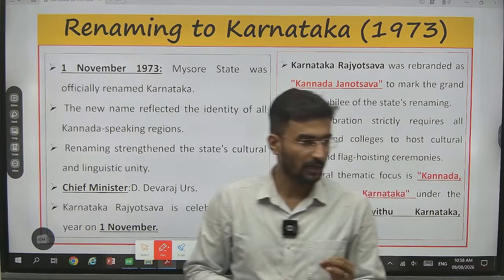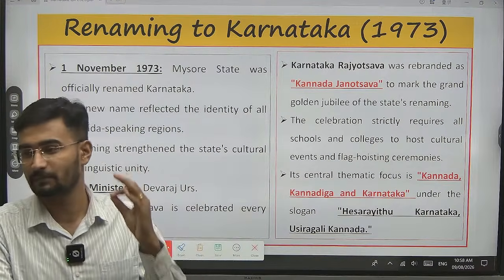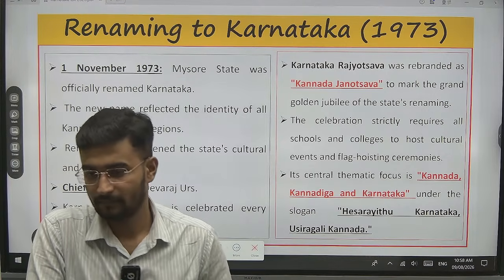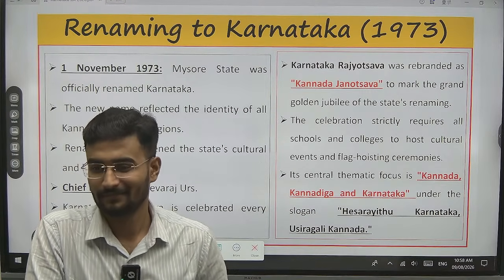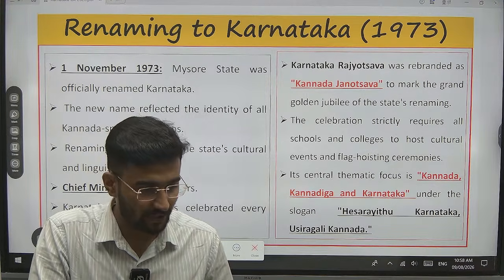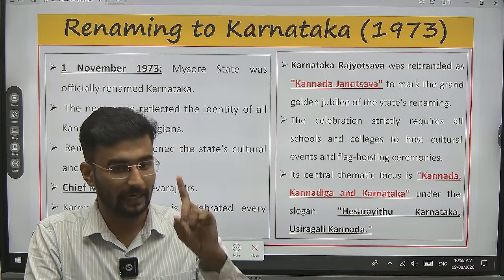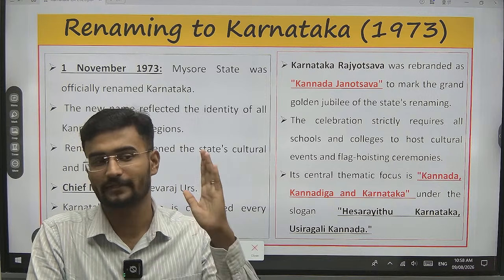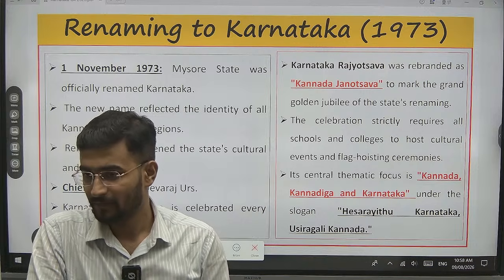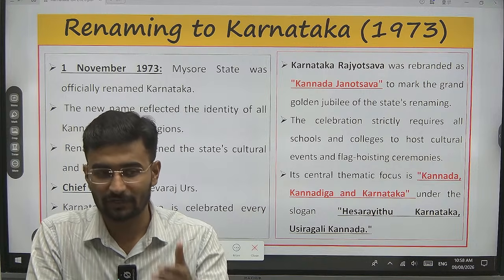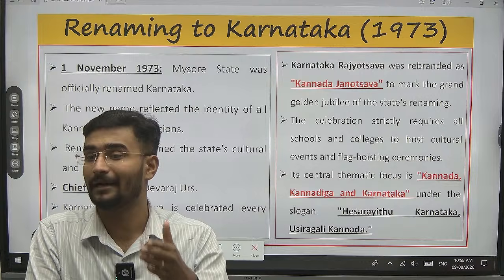Do you know how much percent of reservation we have for OBC in our Karnataka? 32%. Now this 32%, remember, the reservation is not the same with respect to center and states. Now this 32% reservation of Karnataka was being recommended by which committee?